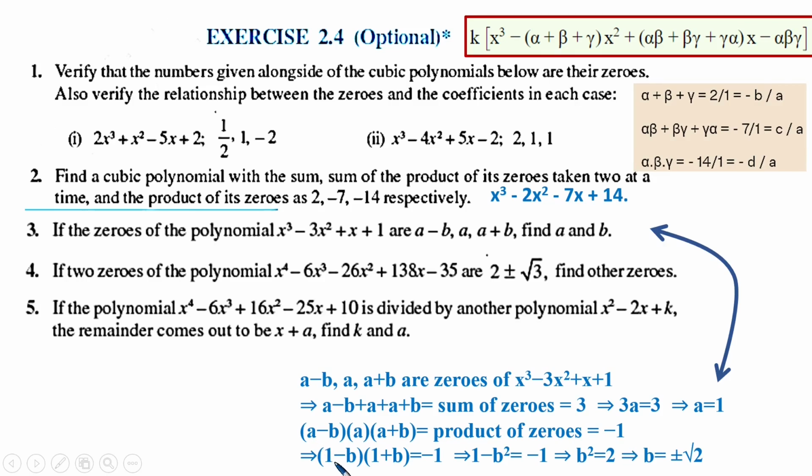So since a is 1, so 1 minus b into 1 plus b. So a minus b into a plus b, I can write as a square minus b square. So a square is 1, this is minus b square. So this b square you put it here. So b square is equal to 2. So b is equal to plus or minus root 2. So a is 1. So we have found it.